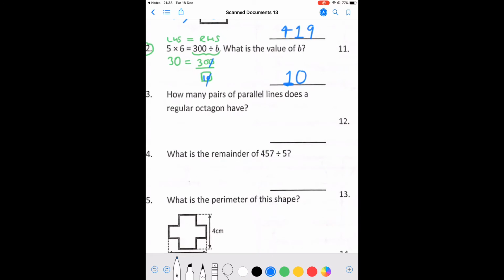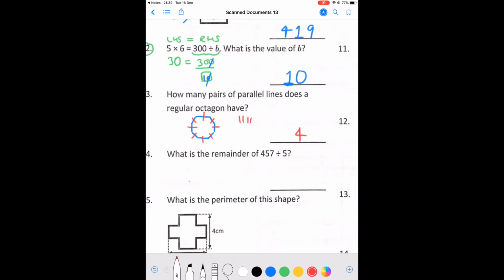How many pairs of parallel lines does a regular octagon have? Now remember, an octagon looks like this. Okay, so about 1, 2, 3, 4, 5, 6, 7, 8, something like that. Now in this kind of shape, this is parallel to that, this one's parallel to that, that's 2 parallels, then that's 3, and then that one's 4. So the answer is 4.